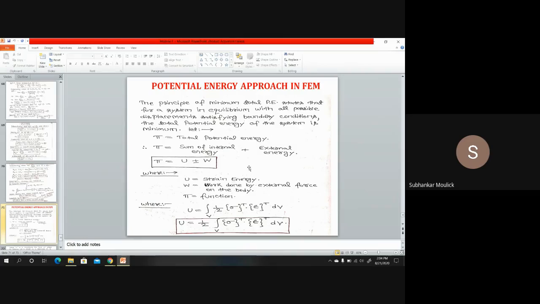Is it clear till this point? Pi is equal to U minus W. If it is clear, then I will proceed further. I will take 5 to 10 minutes maximum more. I will complete this potential energy topic, then I will make you leave. So can you please tell me whether this equation is clear or not? Pi is equal to U minus W.